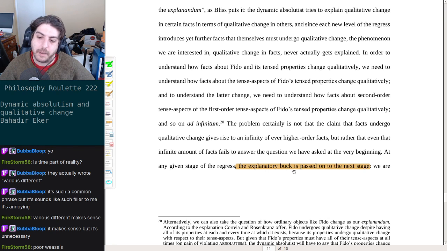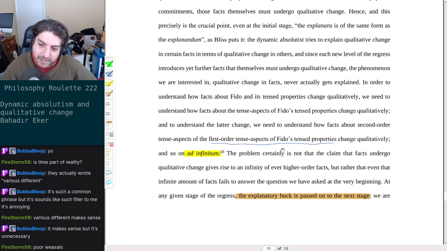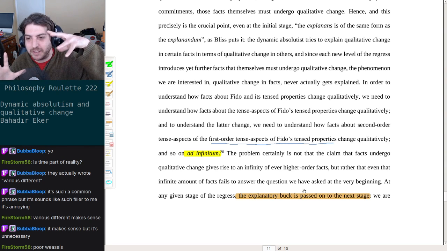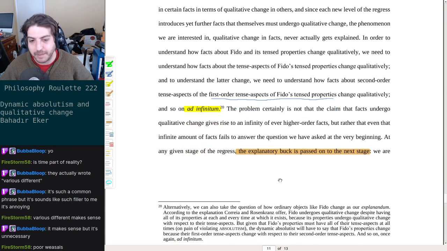Using something like a buck being passed, a little metaphor in a paper where you've got Latin going on over here. We've got a bunch of Latin. We've got Fido the dog. Technical words here: first order tensed aspects of Fido's tensed properties. This is a lot of stuff happening all at once. You can just see, look, Latin, technical language, metaphor. Getting all these things to work together is a real problem in philosophy, to be clear enough. Okay. So you're always passing the buck to the next metaphysical stage is what it is.